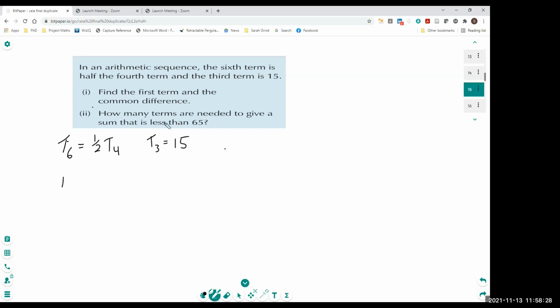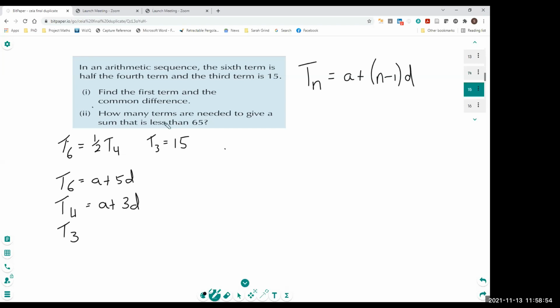So T6 is also equal to A plus 5D, based on our formula for arithmetic sequences, which is A plus (N minus 1)D. T4 is equal to A plus 3D, and T3 is equal to A plus 2D. But we know that T3 is equal to 15. So that's the first equation that we can create.